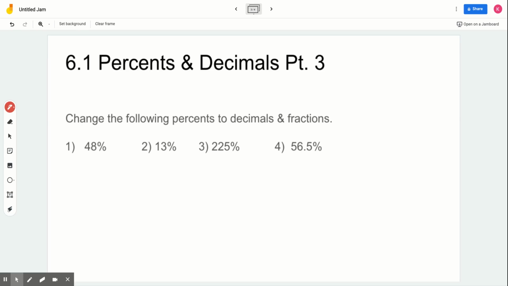Today's lesson will be part 3 from lesson 6.1 on decimals and percents. Today we're going to practice changing the following percents to decimals and fractions.